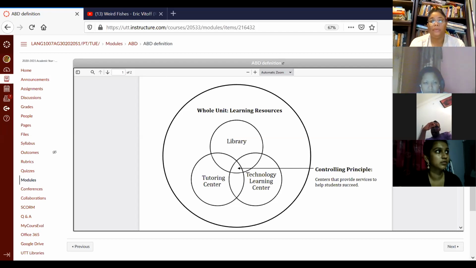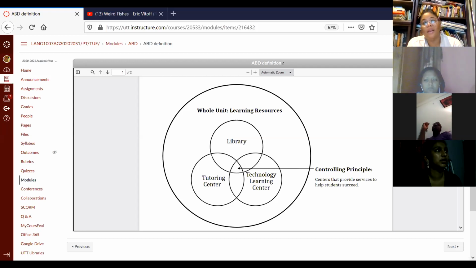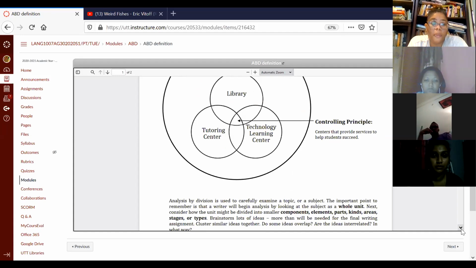So what that would entail is a library, a tutoring center, and a technology learning center, right? The core function is providing learners with extra resources to help them through their university life. So we can tutor one-on-one. We can offer a library where you go and do your research, or if you need technological help, we have a technology learning center. And since everything is going online nowadays, technology learning center is becoming a very important division in a learning resource center.